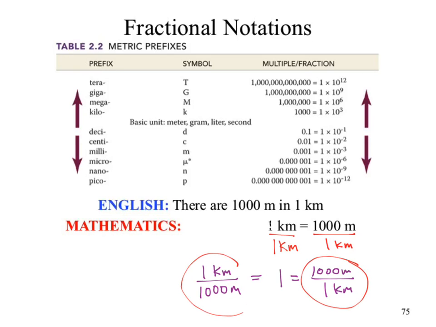So I have 2 formats when I'm looking at an equality for generating fractional notations. Those fractional notations are now conversion factors that I can then use to convert different units. In particular, in this case, converting meters and kilometers. So it's just recognizing that that is true. That's all I want you to get out of that.